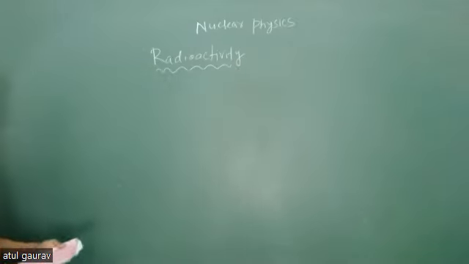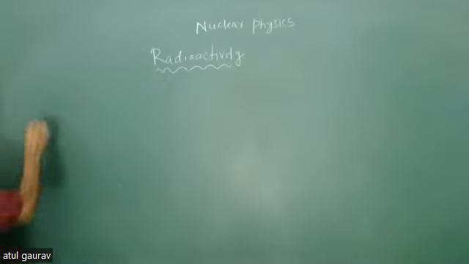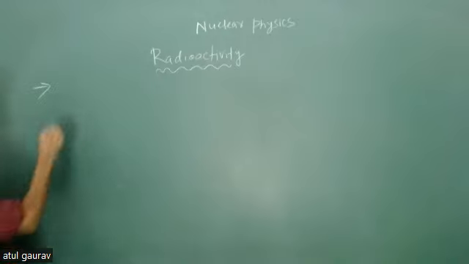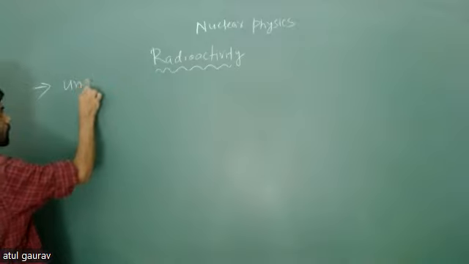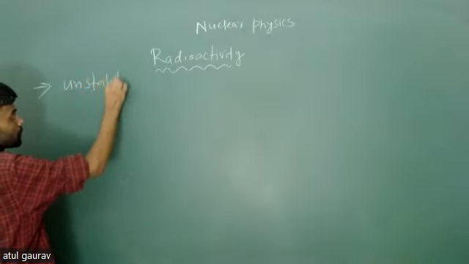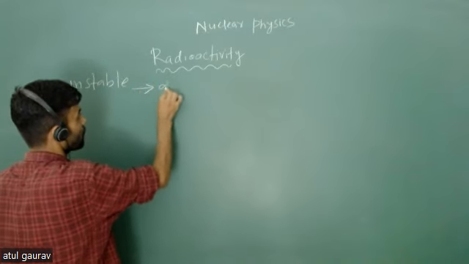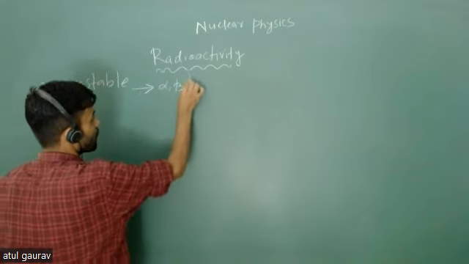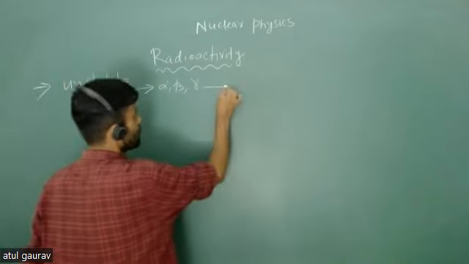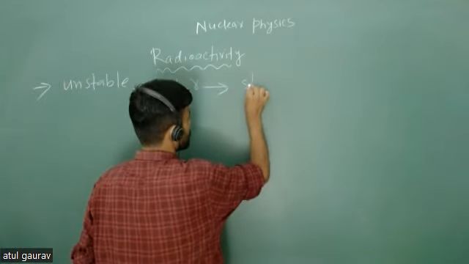So what is radioactivity? What is radioactivity? The nuclei which are unstable, they emit alpha, beta, gamma to become stable.